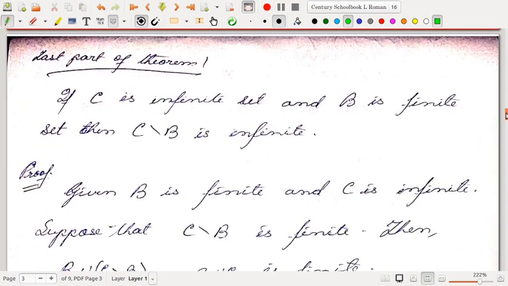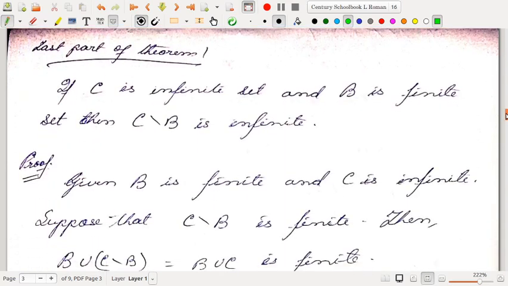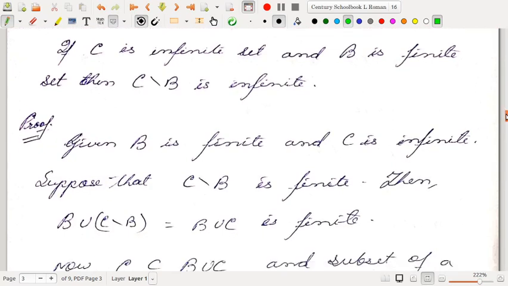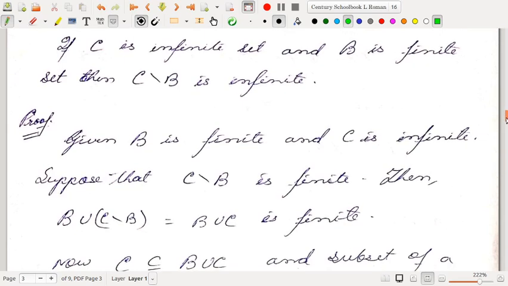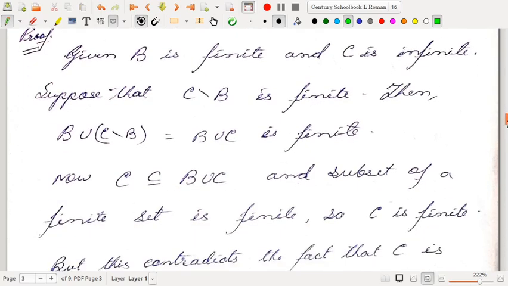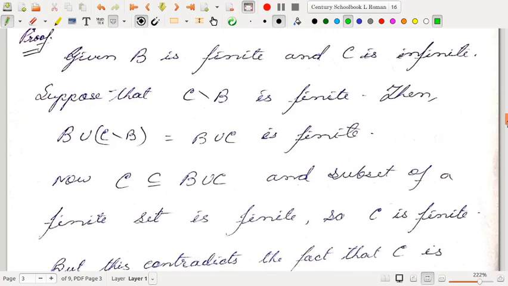The last part of Theorem 1, let us try this again that I had mentioned. We can prove it easily using the earlier theorem. If C is an infinite set and B is a finite set, then C minus B is infinite. So if we remove a finite set from an infinite set, the remaining set remains infinite. Removal of finitely many elements from an infinite set doesn't matter; the set remains infinite.